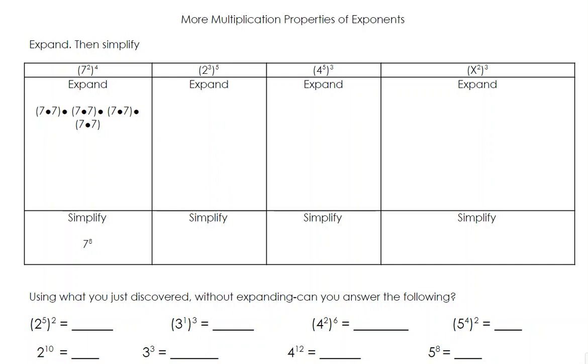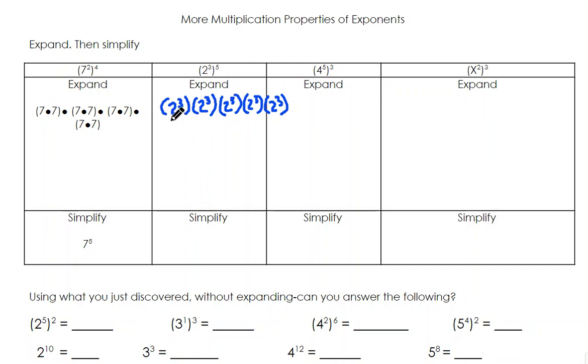So let's say I had another one. So this 2 to the 3rd power raised to the 5th power. That means that 2 to the 3rd power is happening 5 times. 2 to the 3rd times 2 to the 3rd times 2 to the 3rd, 3 times 2 to the 3rd, 4 times 2 to the 3rd, 5. That 2 to the 3rd is happening 5 times, right? That's basically what we did here, right? 7 times 7 is happening 4 times. 2 to the 3rd is happening 5 times.